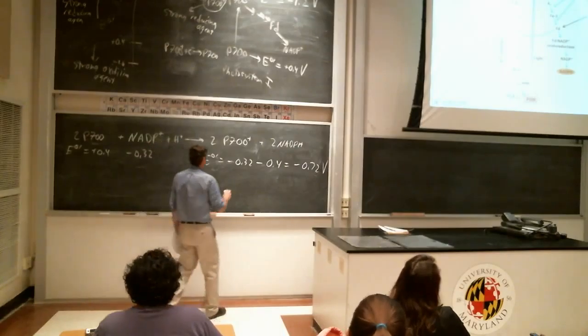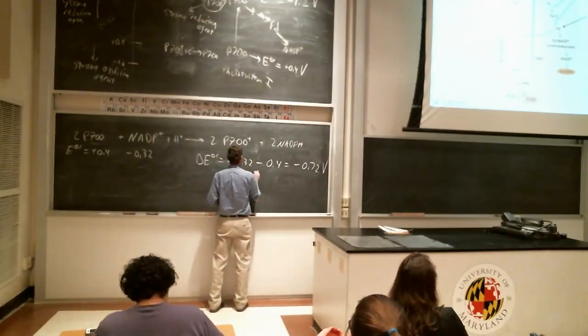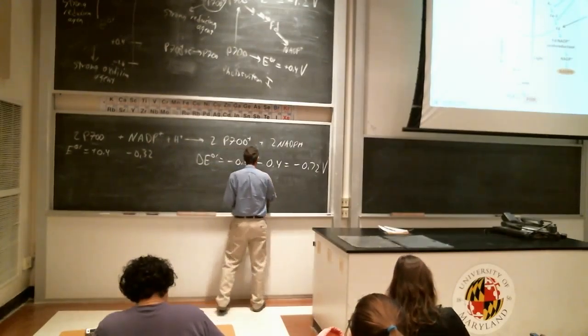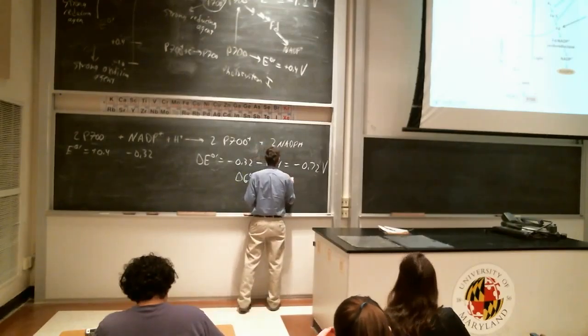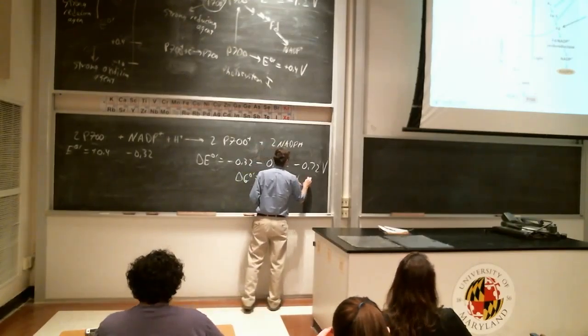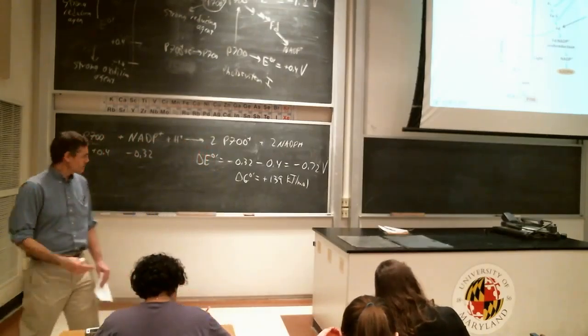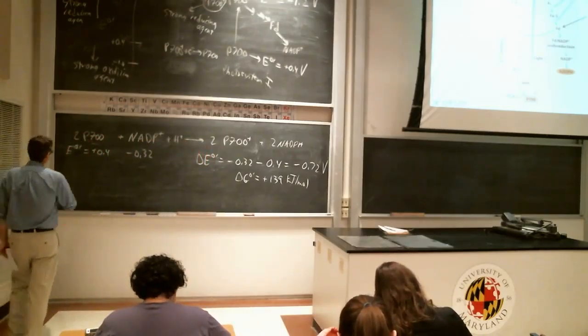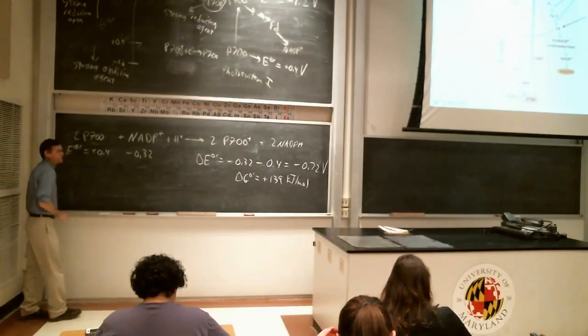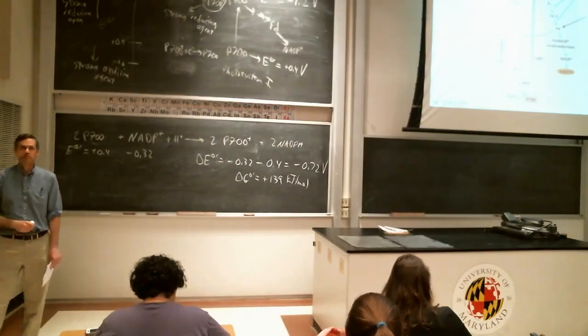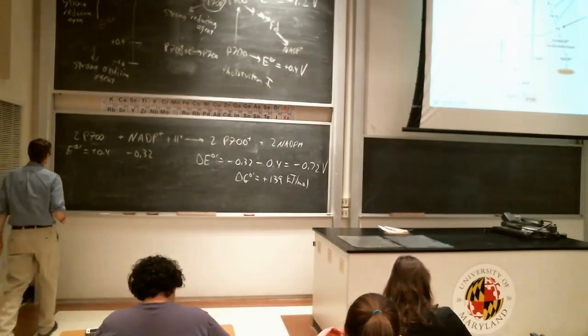If you want to, you can figure out the delta G for this reaction. Delta G 0 prime is plus 139 kilojoules per mole. So this is not the reaction that happens in vivo, obviously, because this is not a very strong reducing agent. It's not strong enough to get electrons into NADP.